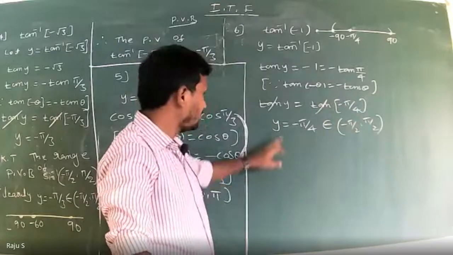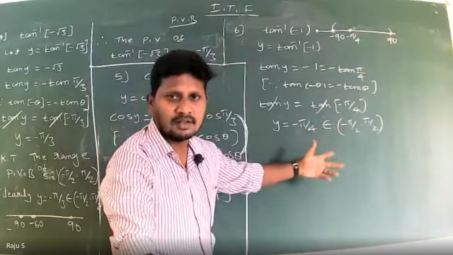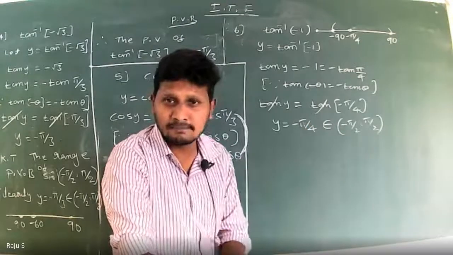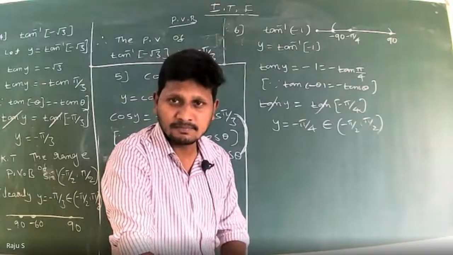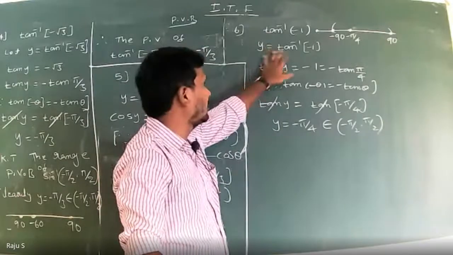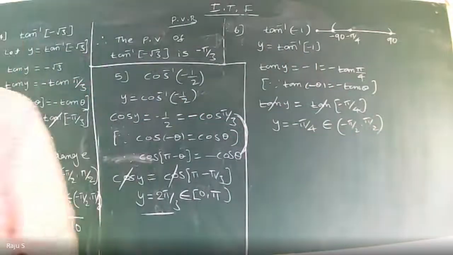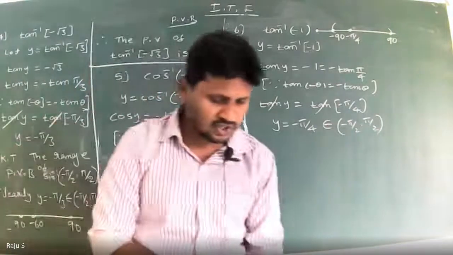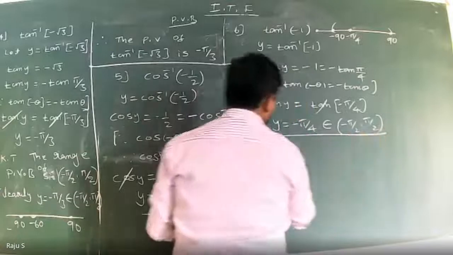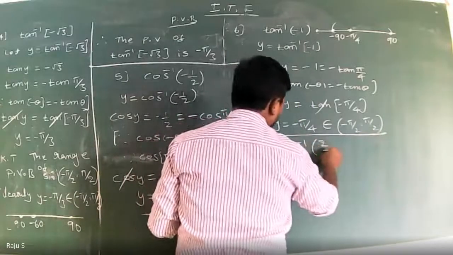Clearly y is equal to minus pi by 4 belongs to that interval. Therefore the answer will be minus pi by 4. The principal value of tan inverse minus 1 is minus pi by 4. In the same way, can you tell me directly, next question, secant inverse 2 by root 3?